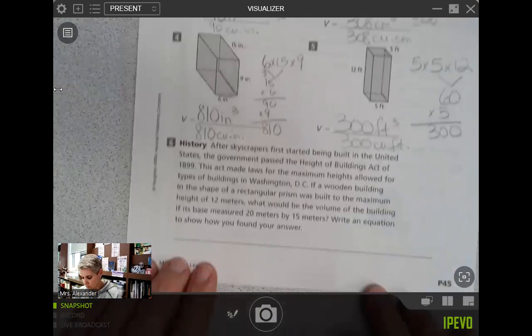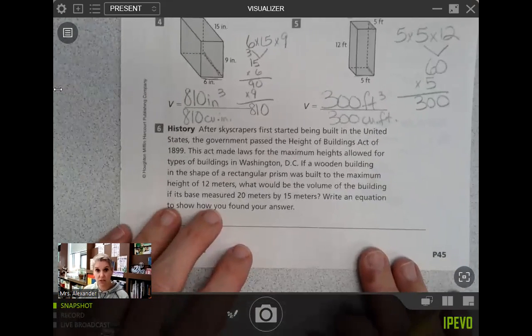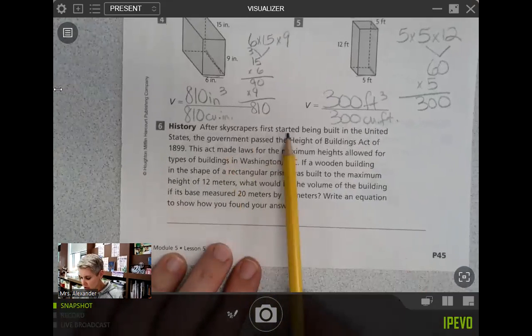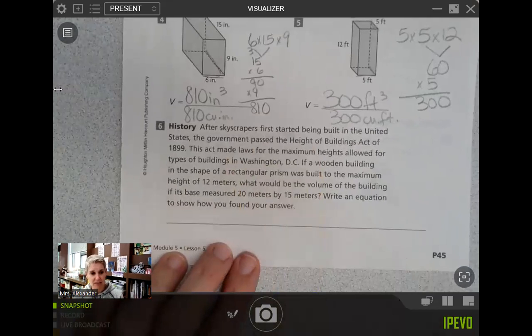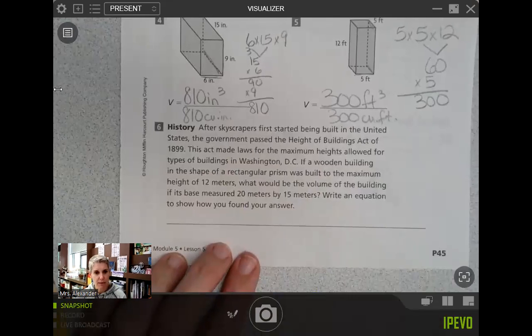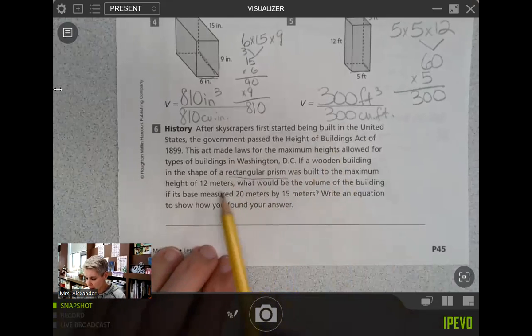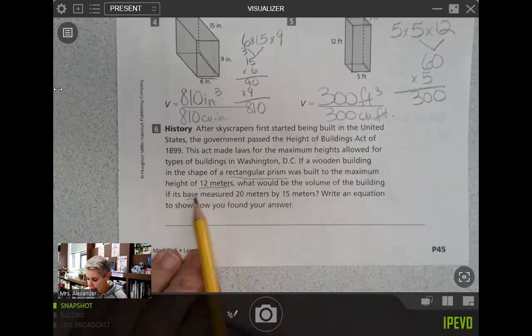All right. Let's take a look. We've got a little history here. Wouldn't Mr. Tullis be proud? Let's see what it says. After skyscrapers first started being built in the United States, the government passed the Height of Buildings Act of 1899. This act made laws for the maximum heights allowed for types of buildings in Washington, D.C. If a wooden building in the shape of a rectangular prism was built to the maximum height of 12 meters, what would be the volume of the building if its base measured 20 meters by 15 meters? Write an equation to show how you found your answer.